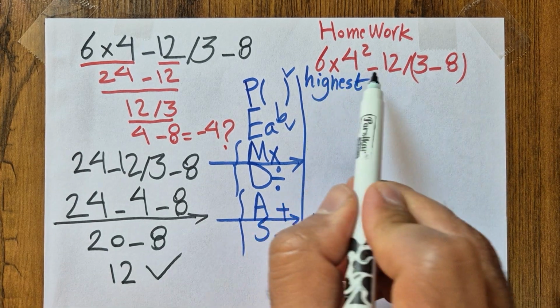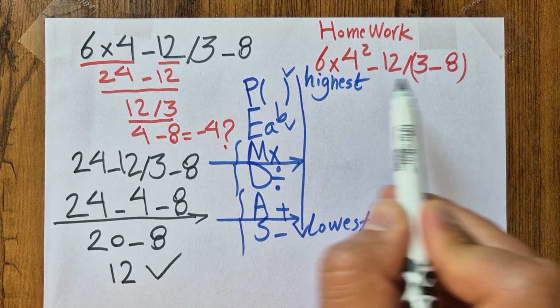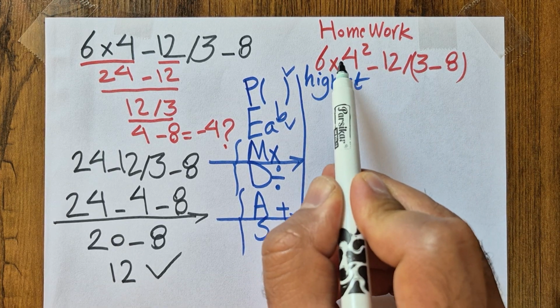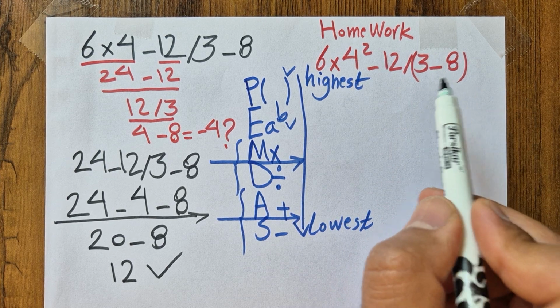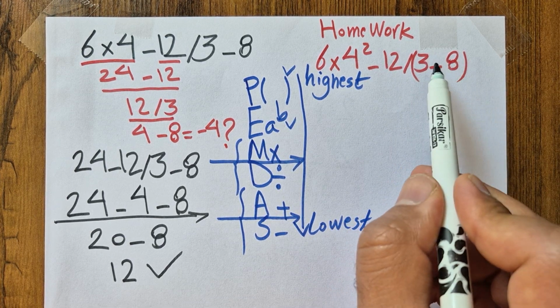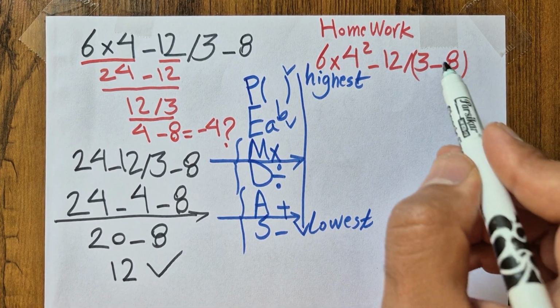So for your homework, how do you work out this expression? What is the value of this expression? 6 times 4 squared minus 12 divided by, open parentheses, 3 minus 8, close parentheses. So I tried to complicate it a little further.